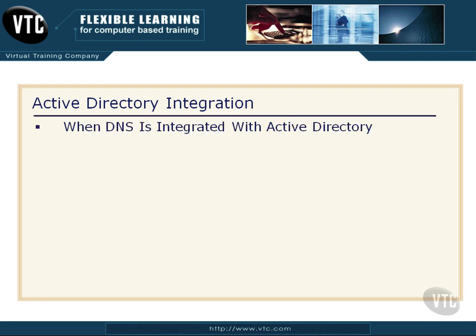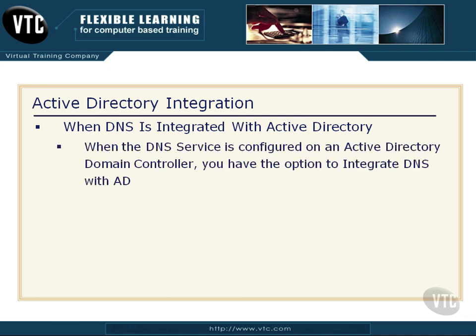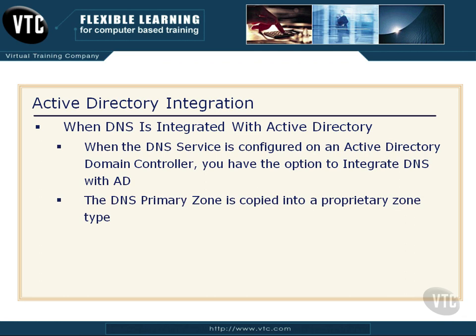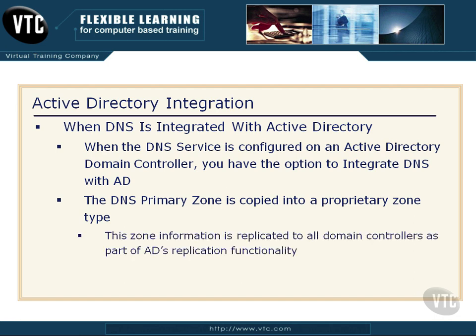Well, now let's talk about what happens when we choose to integrate DNS with Active Directory. When the DNS service is configured on an Active Directory domain controller, you'll have the option, and it's just a little checkbox, to integrate with Active Directory. That DNS primary zone gets copied into Active Directory into a proprietary zone type, and that zone information is then replicated to all domain controllers as part of Active Directory's normal replication functionality. And dynamic updates are supported for domain members.